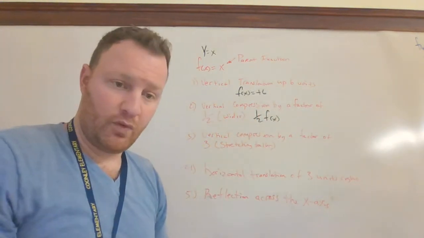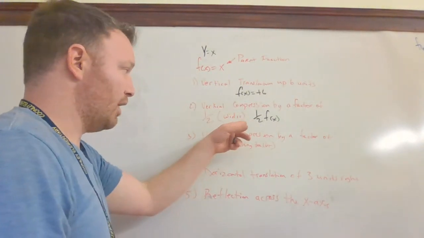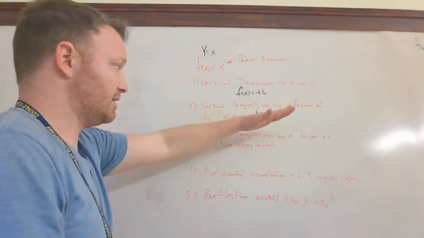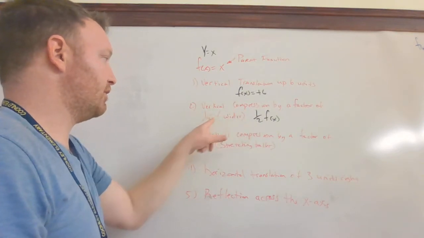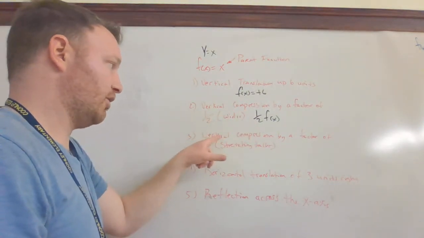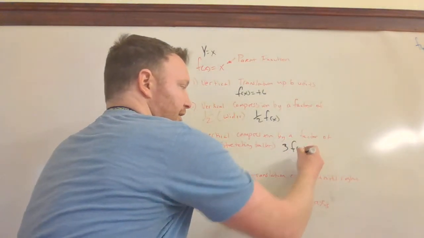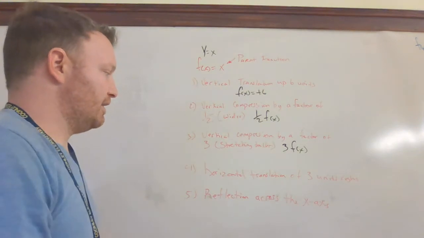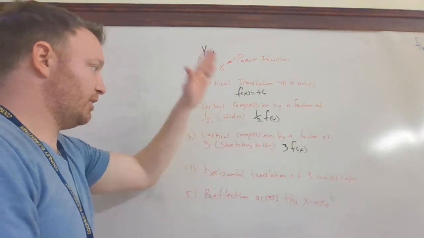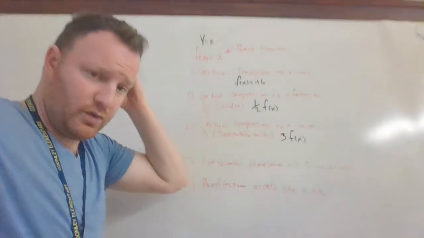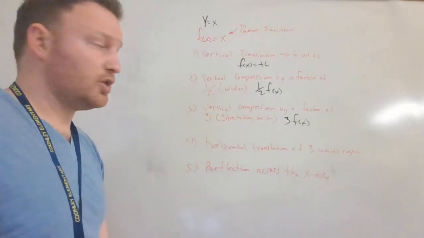Remember, when the slope itself is less than 1 and greater than 0, the line gets wider, it's getting more and more horizontal. So a vertical compression by a factor of 1/2 is simply this, whereas a vertical compression by a factor of 3 is simply 3 times f of x, okay? Now, obviously if it's greater than 1, we know that it gets steeper and steeper and taller and taller.